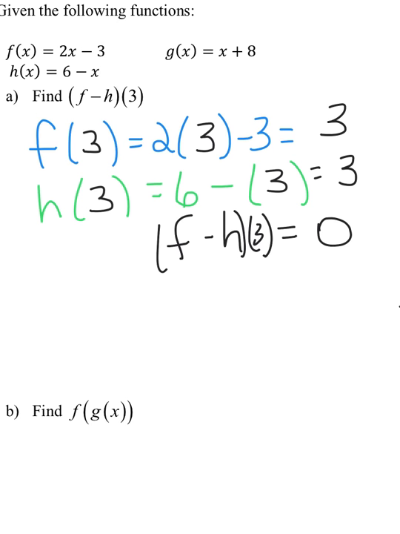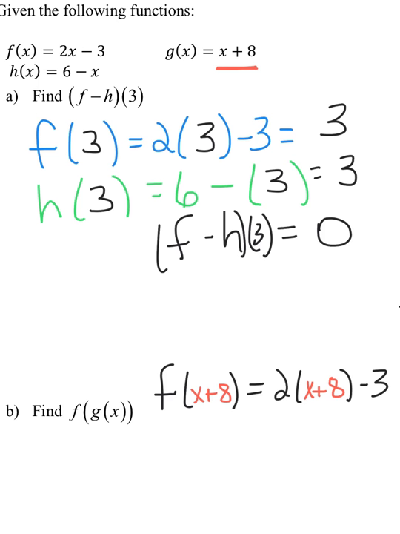In part B, we're going to do a function composition. So what it's asking us to do now is to compose a function f of g of x. So what I'm going to do here is plug g of x into f and simplify. All right, so my f function is f of something equals 2 times something minus 3. And the something we're going to plug in is this g of x. And g of x is x plus 8. So I'm going to plug in x plus 8 into here and simplify.